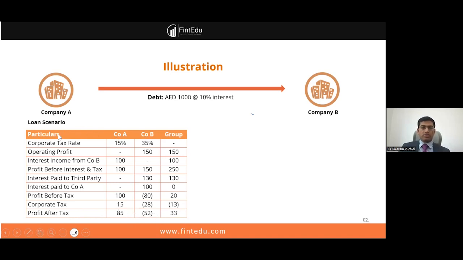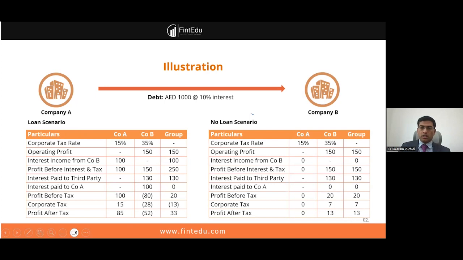So when we have the loan scenario and we see these two companies together at group level, we're able to see a net profit after tax of 33 dirhams and a corporate tax amount of 13 negative. And now if you see the same case study, but without any loan scenario, let's assume that company A is not giving any loan to company B. If that is the case, what is going to be the impact on your profit?